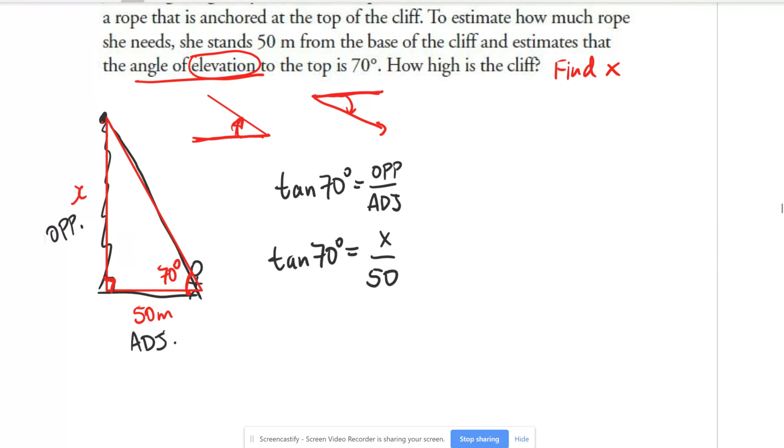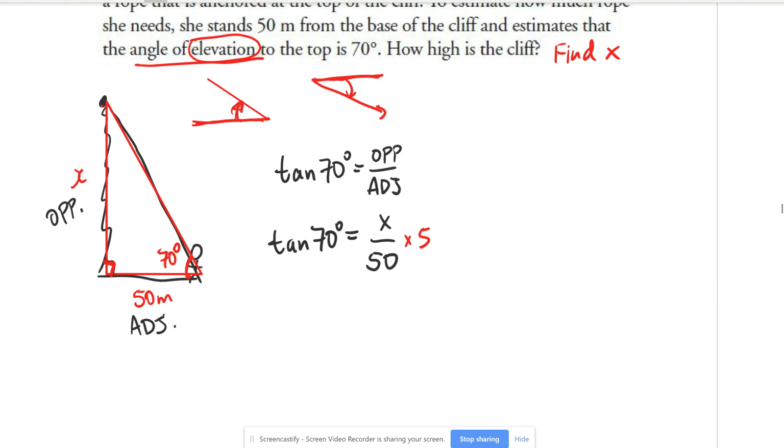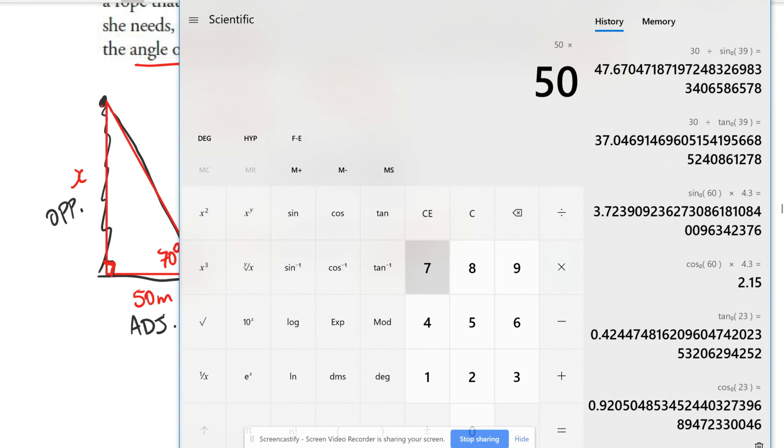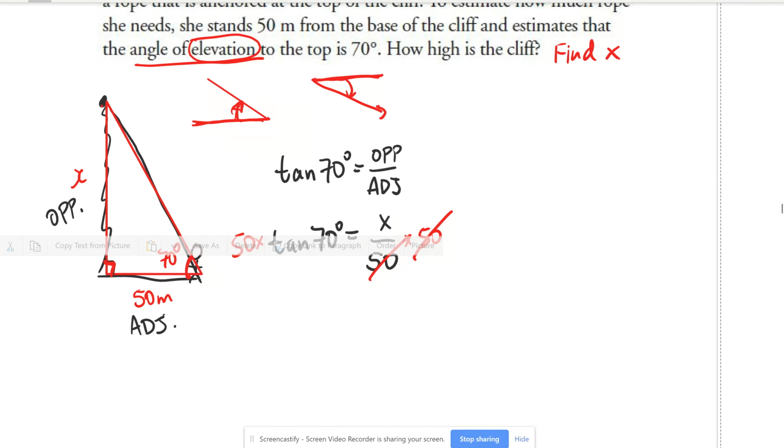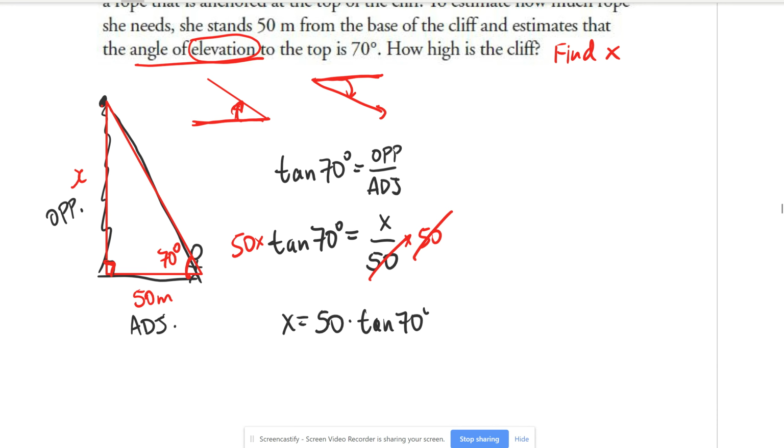And so to solve for x, treat it like an equation, multiply both sides by 50, so that the 50s cancel on the right, and on the left you have 50 times tangent of 70. So 50 times the tangent of 70 degrees equals 137.37. So x equals 137. Well, let me write it out completely. So x equals 50 times tangent of 70 degrees, and when you calculate that out, it's 137.37 meters. And that's the answer.